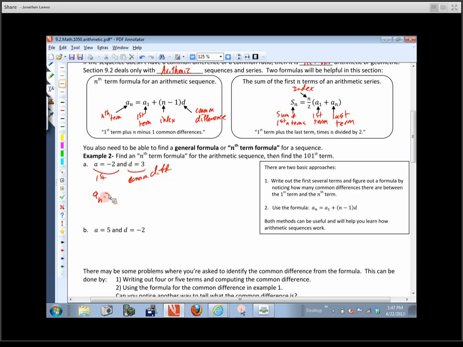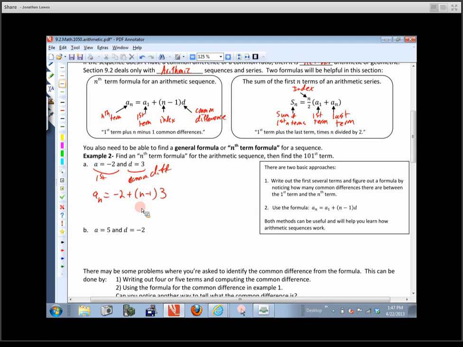The nth term is the first term plus n minus 1 common differences. The nth term is the first term plus n minus 1 common differences. They told us the first term was -2. They told us the common difference was 3. There's our formula right there.